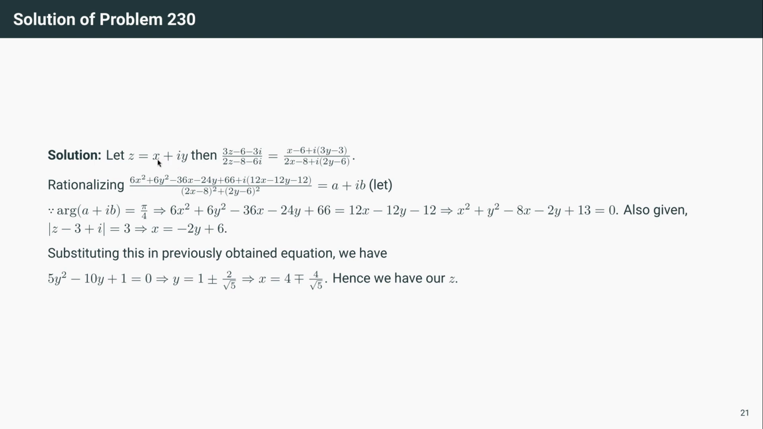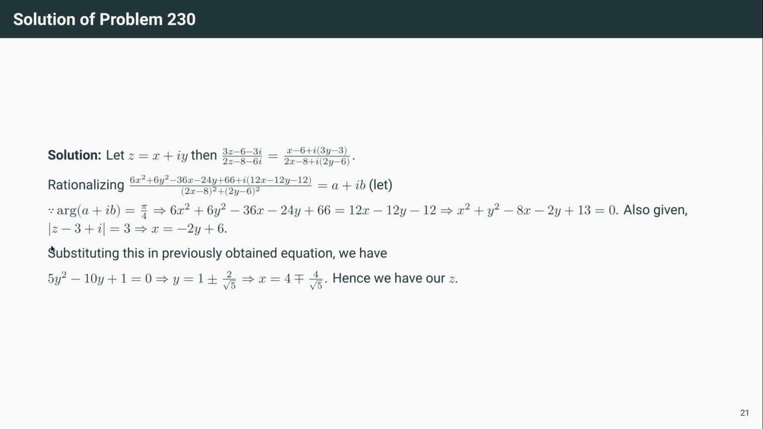We have z is equal to x plus iy, and we write the given expression, we rationalize, we let it as a plus ib. Now the argument of a plus ib would be 1 because it is pi by 4, and tan of pi by 4 is 1. So the denominator will get cancelled when we write b by a, imaginary part by real part, both will be equal. So we have the equation 6x square plus 6y square minus 36x minus 24y plus 66 is equal to 12x minus 12y minus 12. So divide the entire thing by 6, you get x square plus y square minus 8x minus 2y plus 13 is equal to 0.